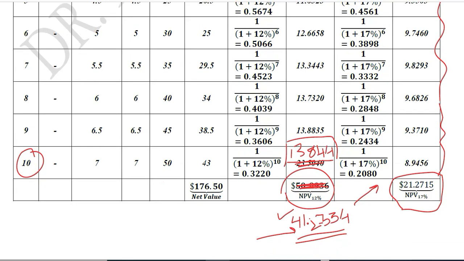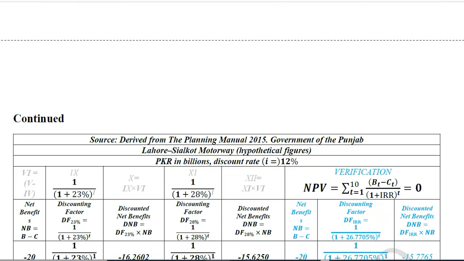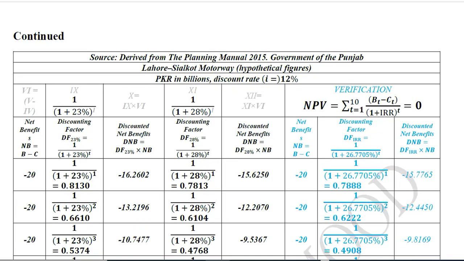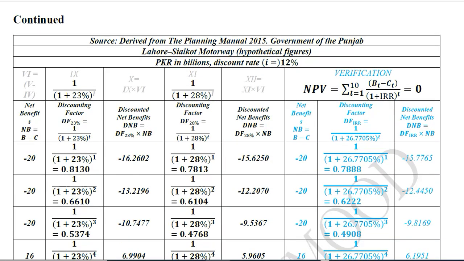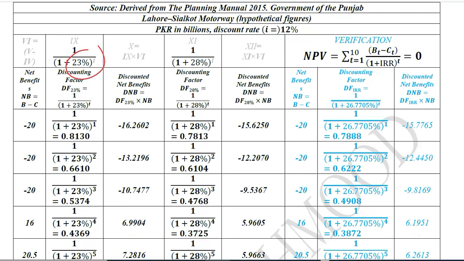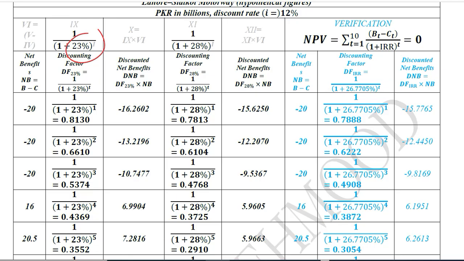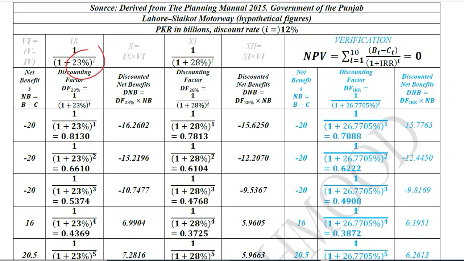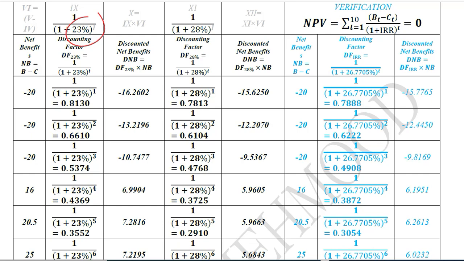So we should further experiment, and in the next part of the table we are going to do the same. Instead of using 17%, now we are extending it to 23, which means that we have added yet another 5% in it, just to continue the trial and error. And again you will see that the process of calculating the discounting factor is there, and we are calculating the discounting factors at 23% discount rate.